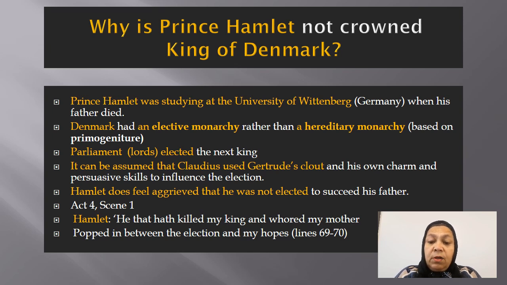We also know that Hamlet does feel aggrieved by the fact that he was not elected to succeed his father. This is made quite clear in Act 4, Scene 1, where Hamlet states, "He that hath killed my king and whored my mother popped in between the election and my hopes." So it seems that Hamlet indeed had hopes of succeeding his father as the next king of Denmark.